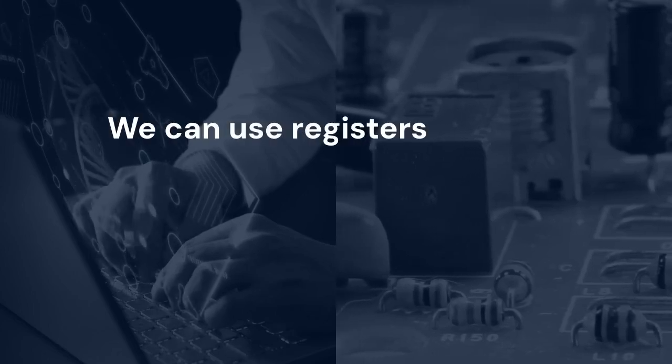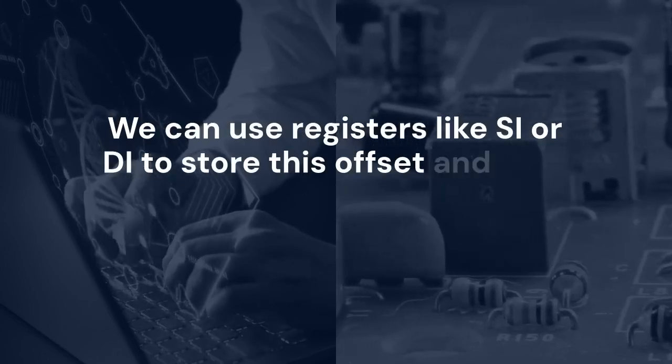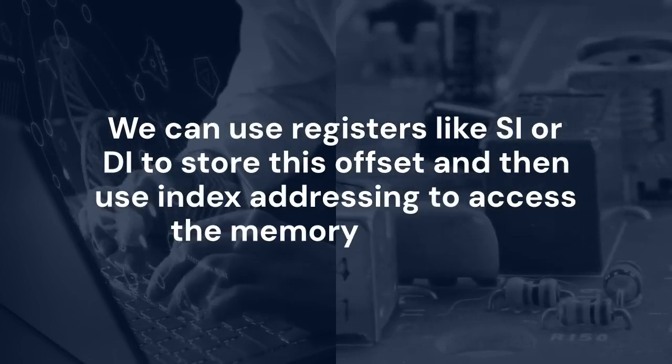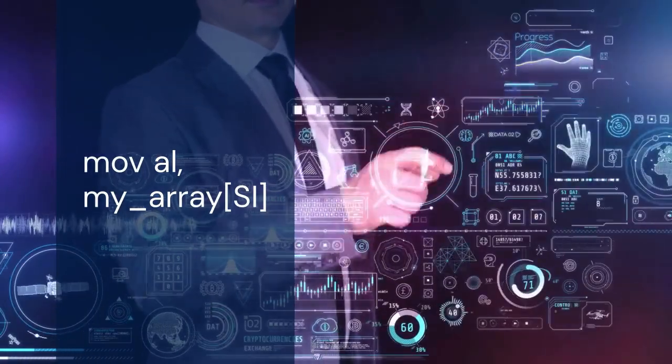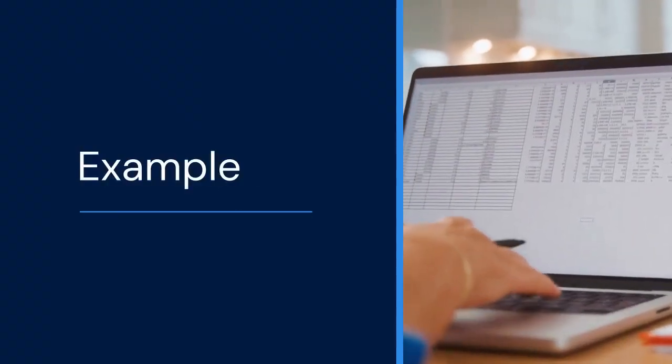We can use registers like SI or DI to store this offset and then use indexed addressing to access the memory location. For example, mov al, my_array[SI] would move the byte at the offset stored in SI into the AL register. Let's consider an example.